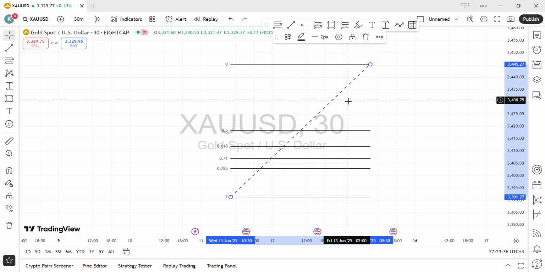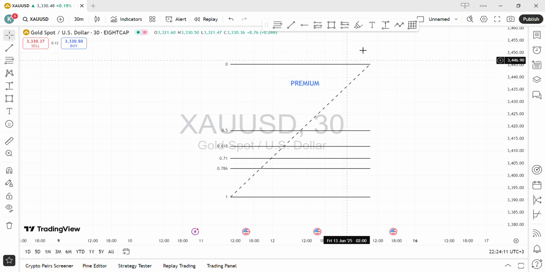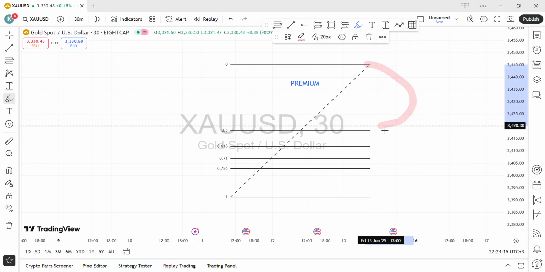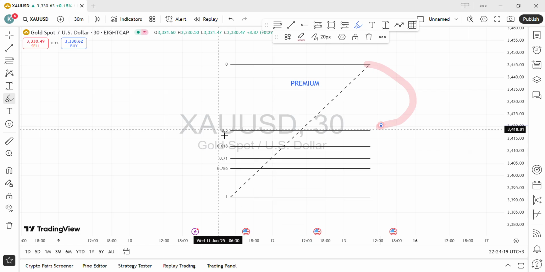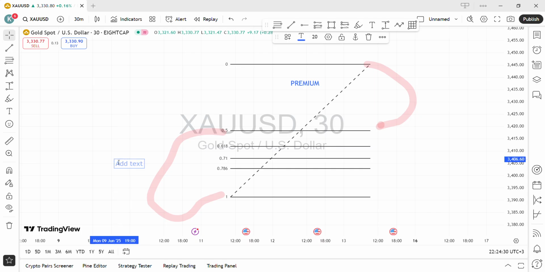But before we go to the settings, I'm going to show you different key zones on our fib. Beginning from this low over here, we have the 1, 0.786, 0.71, 0.618, 0.5, and the 0. Between 0.5 and 0, this entire zone is known as the premium. That is from the 0 level, from this point to that point. From 0.5 to 1, that one is known as the discount.